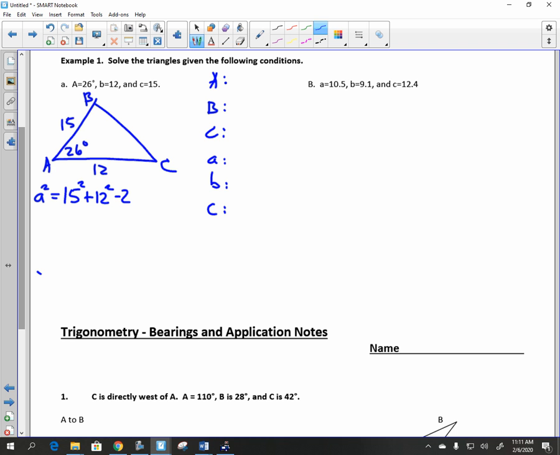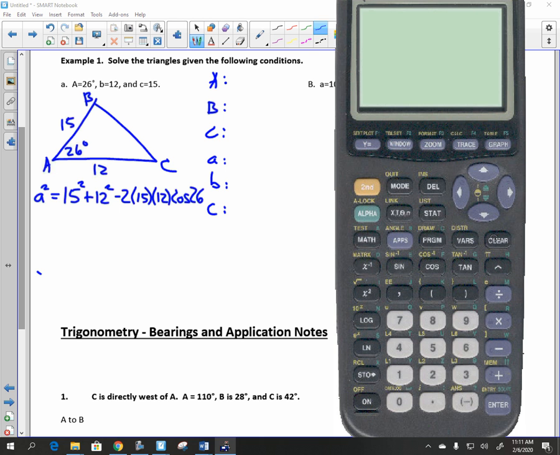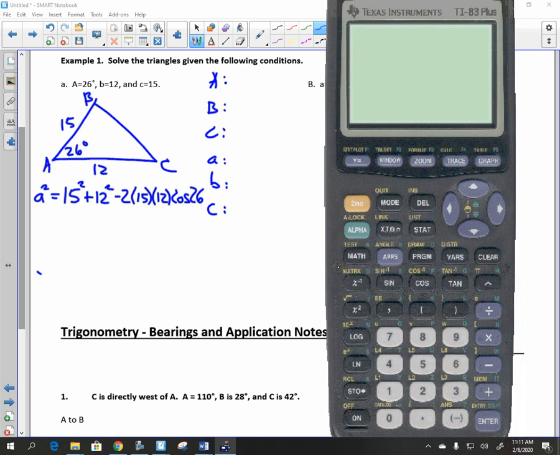2 times 15 times 12 times the cosine of 26. Yep. See, it's all that side angle side stuff that you're given there. Now, your calculators understand order of operation, so this is going to go awesome for us. All we got to do is just type it in.